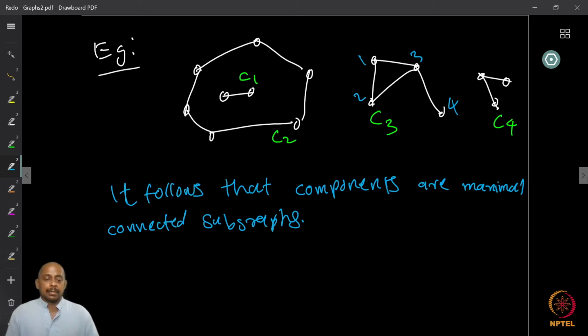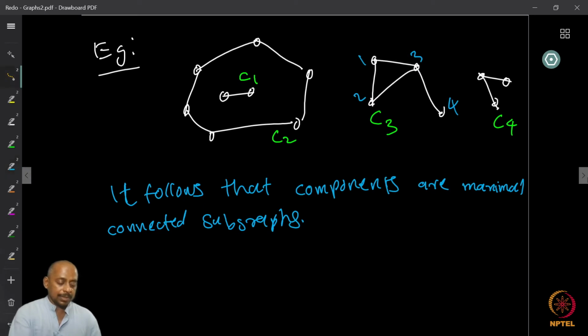Now here is another example. C1 is a component, C2 is another component, C3 is a component, and C4 is a component. It follows that the components are actually maximal connected subgraphs by definition, because they are the equivalence classes under the equivalence relation of reachability. So if u and v are interconnected, you are looking at the equivalence class, which means that it's a maximal connected subgraph.